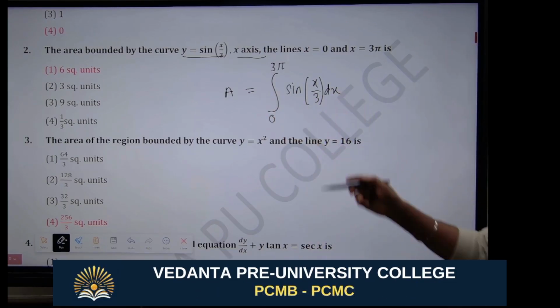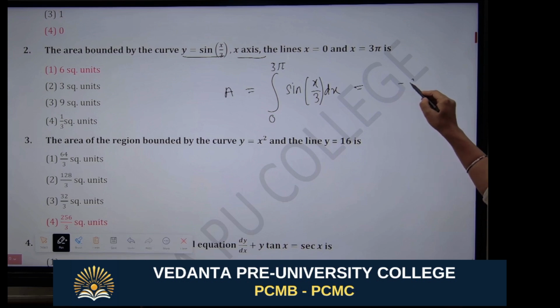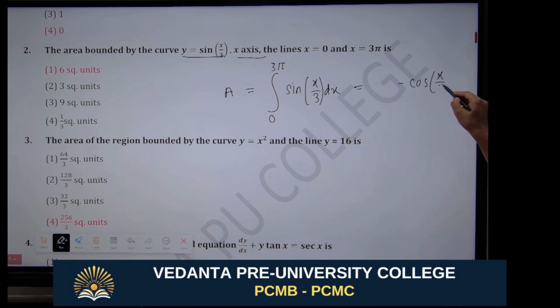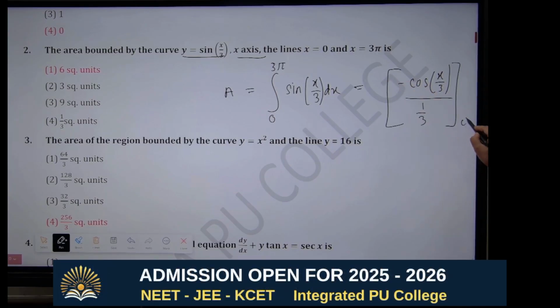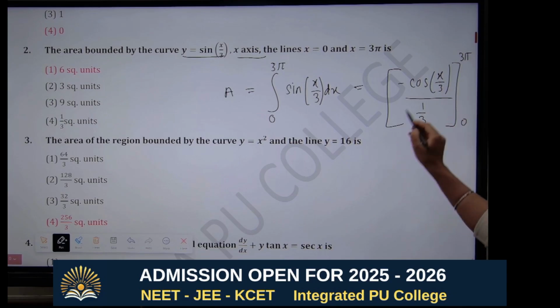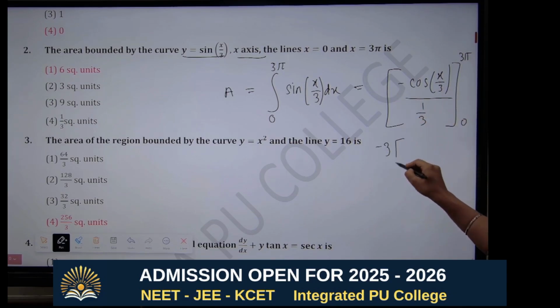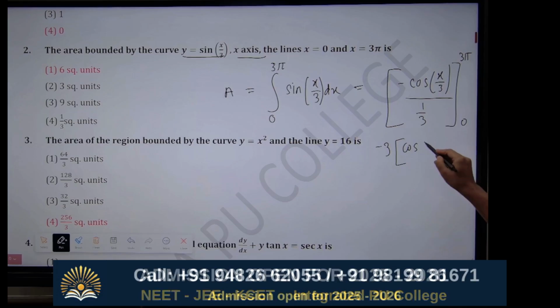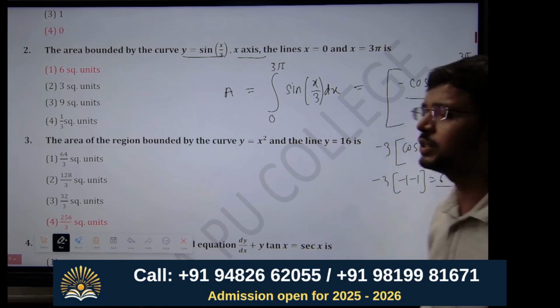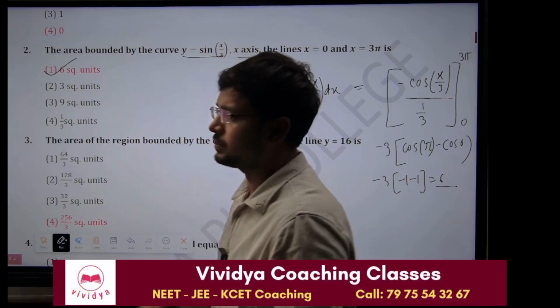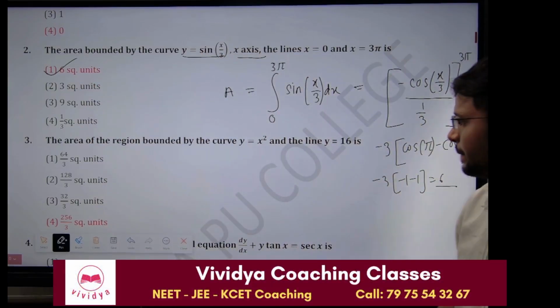Now all you need to integrate. What is the integration of sine? So minus cos x by 3, whatever is multiplied, you have to divide. Now substitute 0 to 3 pi. Now put the value of 3 pi. So this 3 will go this side with minus sign. Cos 3 pi by 3 is cos pi minus cos 0. Cos pi is minus 1. So answer will be 6, which is option number 1. So this is also easy.